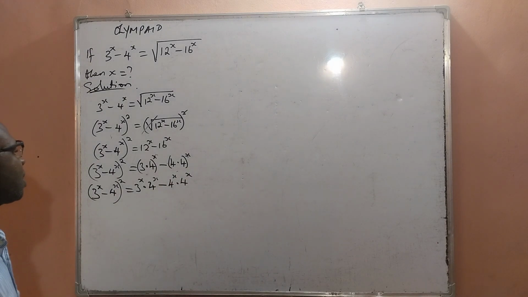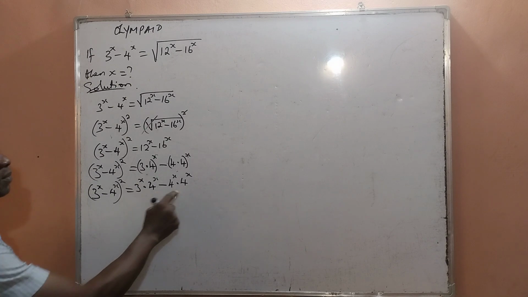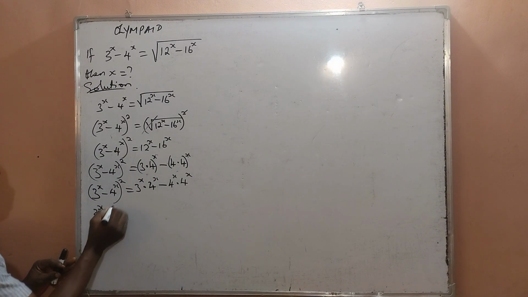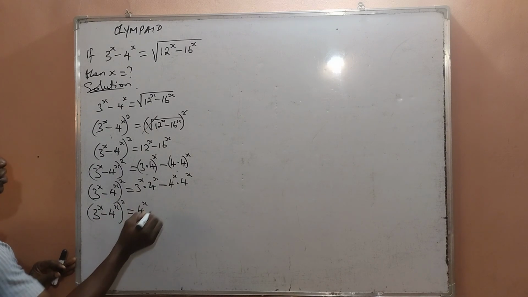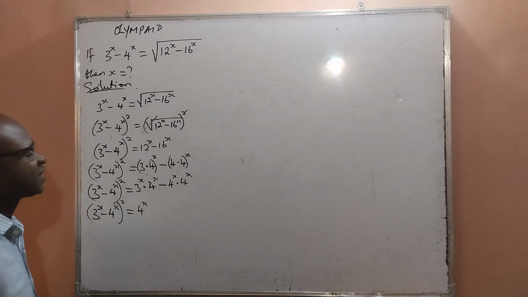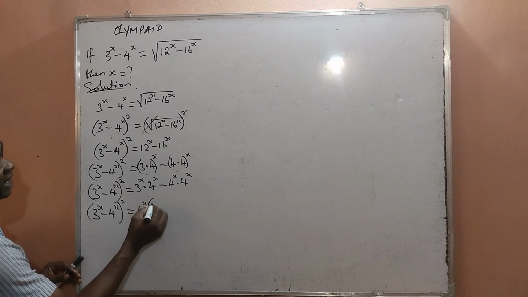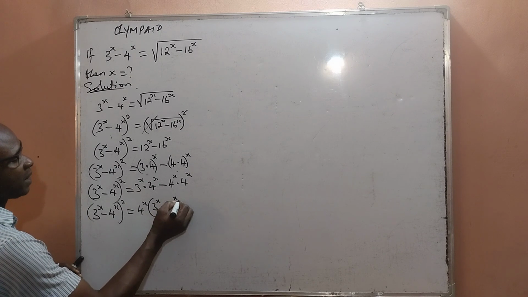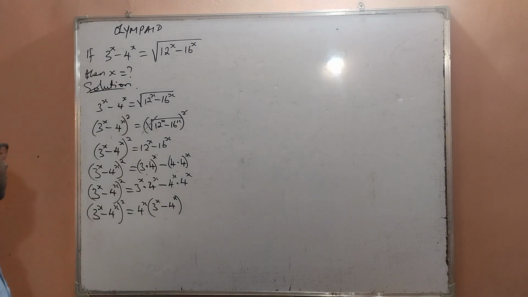Very good. Now, 4 to the power of x is common on the right hand side, so I will have it as 3 to the power of x minus 4 to the power of x all to the power of 2 equal to 4 to the power of x factored out. Then in the bracket I have 3 to the power of x minus also 4 to the power of x. This is what I have now.